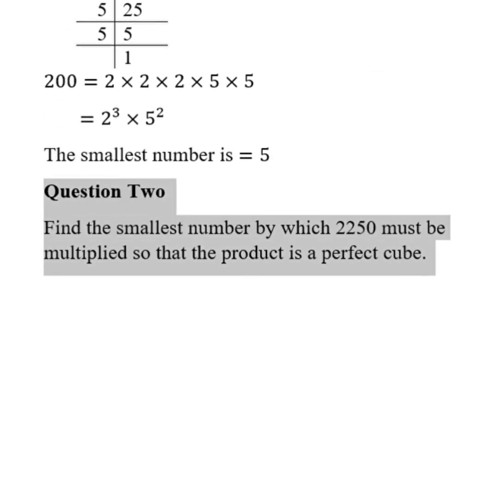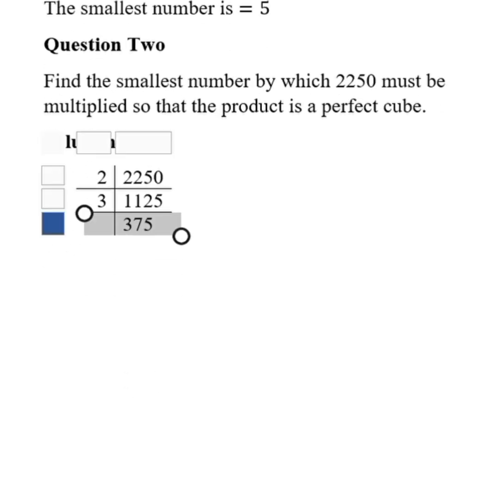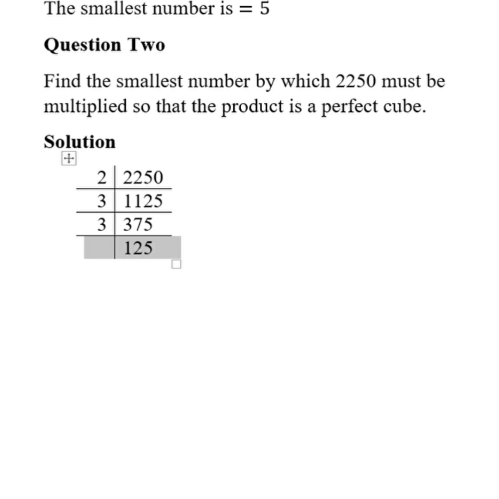Question 2, we have to find the smallest number by which 2250 must be multiplied so that the product is a perfect cube. We do the same, start by writing this as a product of its prime factors. So we shall have 2250 divided by 2 giving us 1125, divided by 3 giving us 375, divided by 3 giving us 125, divided by 5 giving us 25, divided by 5 giving us 5, and then we divide this 5 by 5 to get 1.